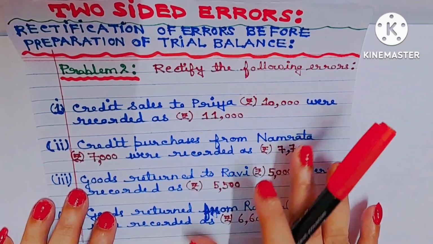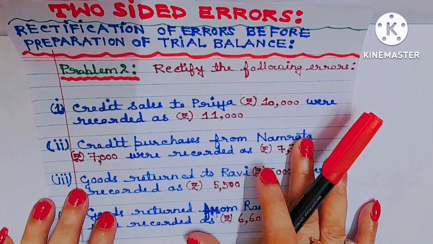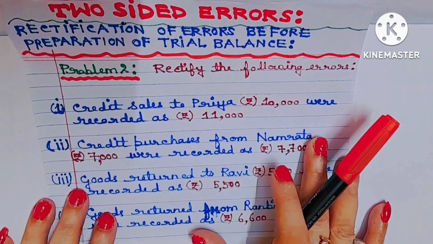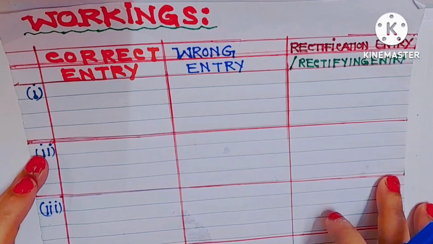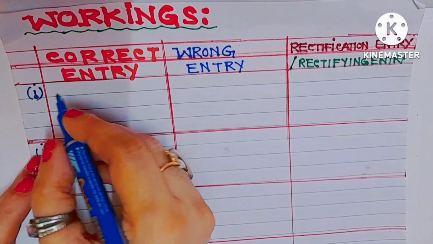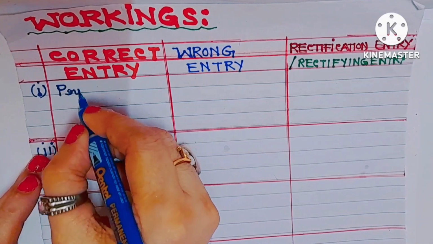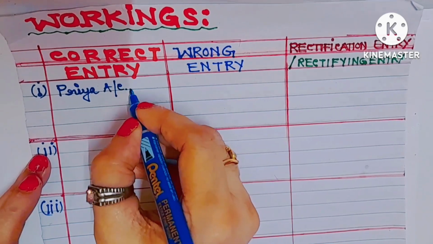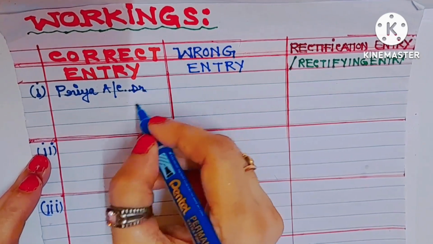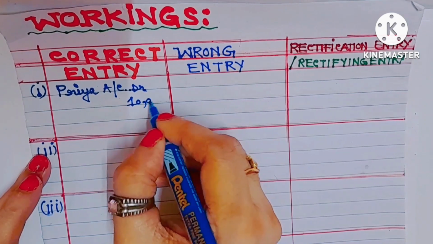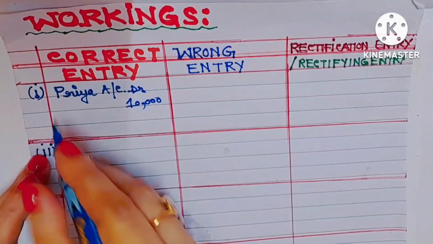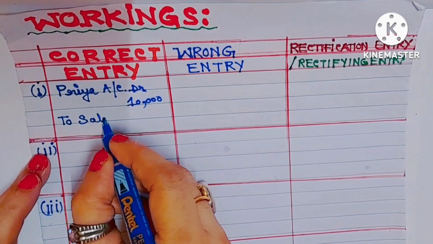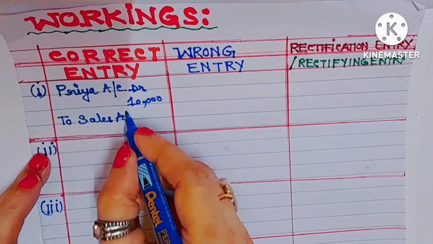Okay, so let's write. And please remember, first of all, we have to do the workings and then we'll do it in the journal. So the correct journal entry will be Priya account debit 10,000 to sales account. Okay, this is the correct entry.